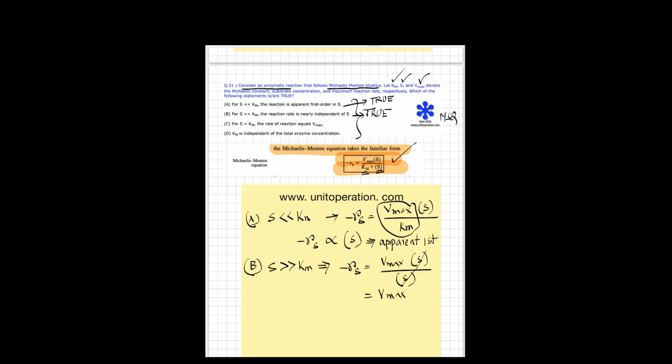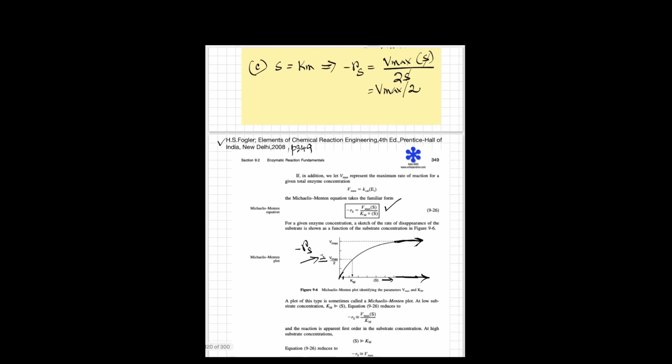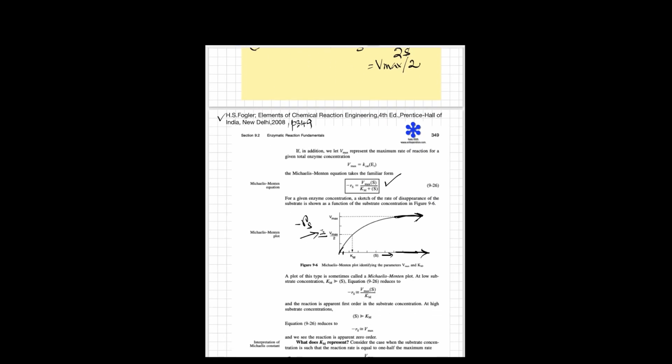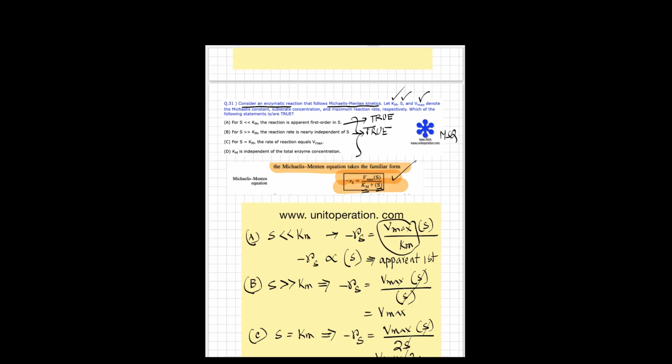Let's look into option C, which says that when S is equal to Km, then let's look at it mathematically. Minus Rs would be equal to Vmax multiplied by the substrate concentration divided by, of course, this is going to be 2S, and this cancels out, and therefore this is equal to Vmax over 2. So when S is equal to Km, which is right here, we can see that the rate of reaction is equal to Vmax over 2. But option C says when S is equal to Km, the rate of reaction is equal to Vmax. That's not true. It should be Vmax over 2.